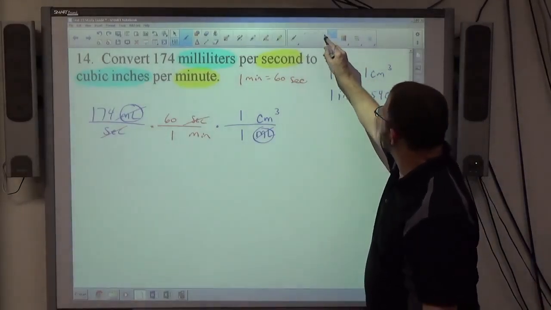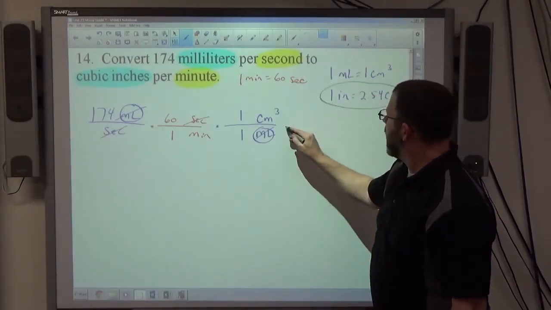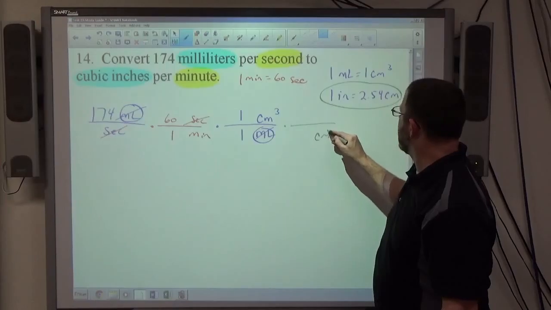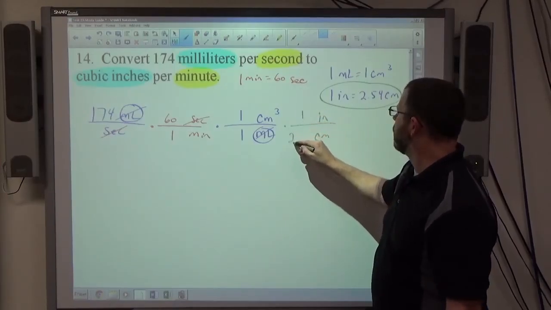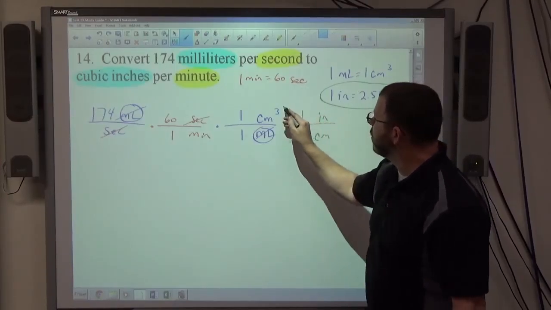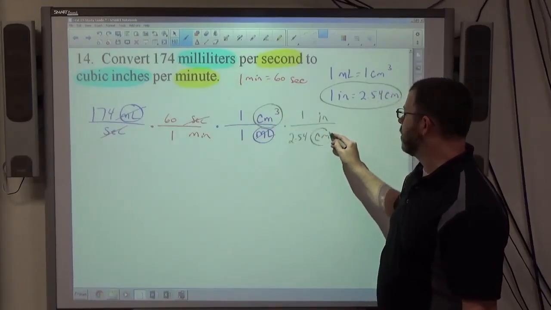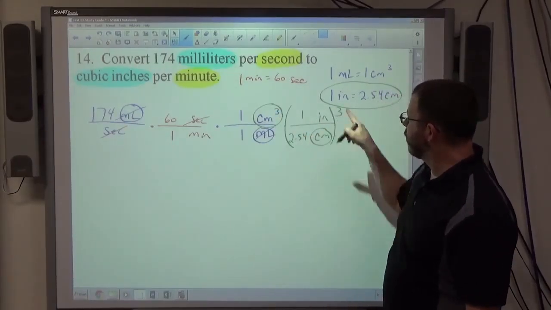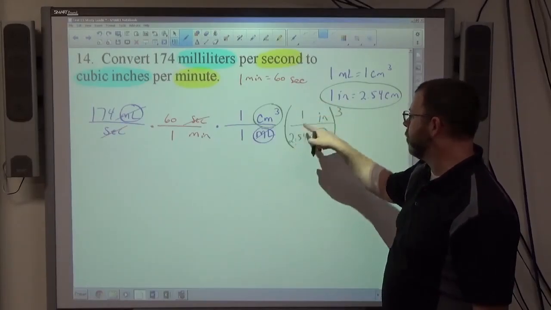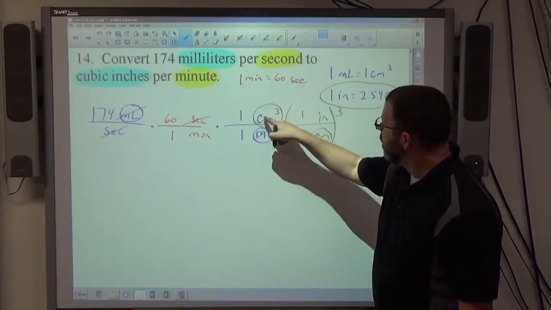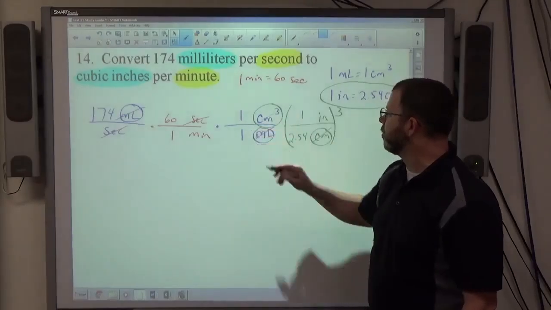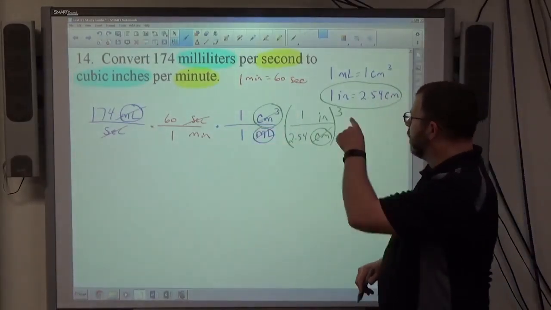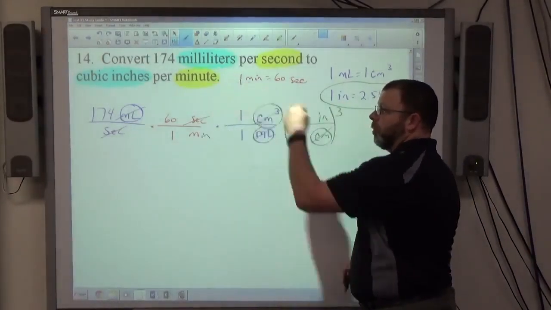My next conversion I'm going to use is this one. I'm going to put centimeters on the bottom, inches on top, and one of these equals 2.54 of these. But notice this is cubic centimeters, this is just centimeters. Those don't match. So I do have to cube this, which is cubing the 1, cubing the inch, cubing the 2.54, cubing the centimeters. Cubic centimeters cancels. So I'm left with now inches cubed per minute, which is what I'm looking for.